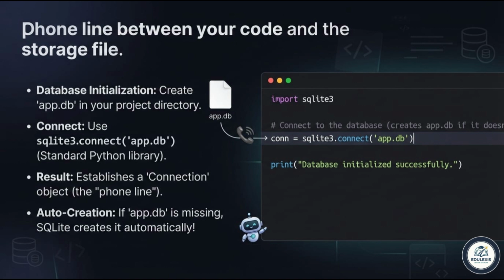We'll write a script to connect to this file using sqlite3.connect('app.db'). This establishes a connection object. Think of this as the phone line between your code and the storage file. If the file doesn't exist, SQLite automatically creates it for us, which is incredibly convenient for developers.